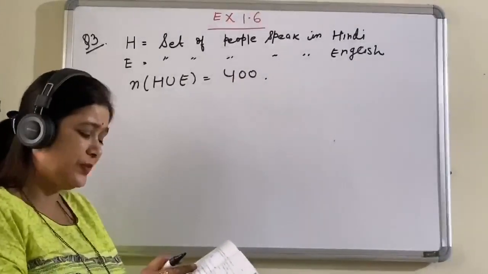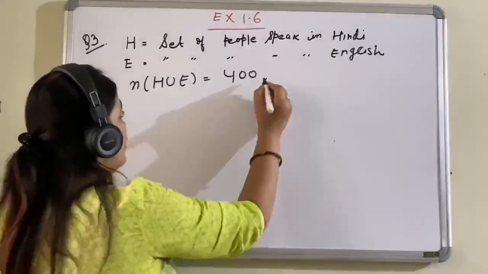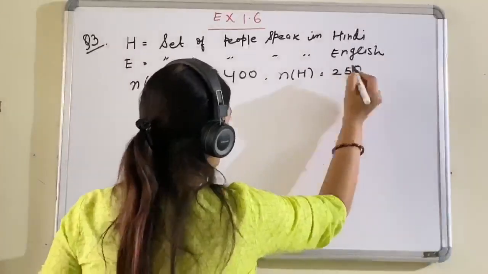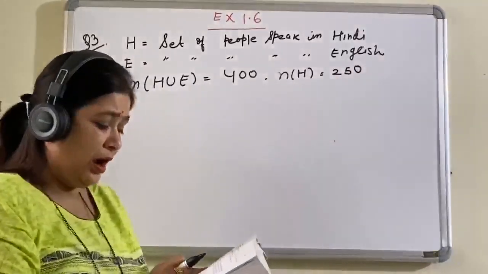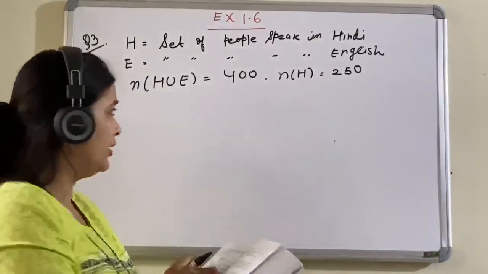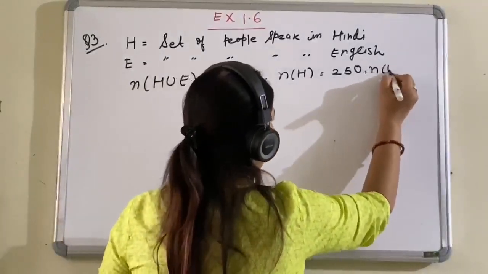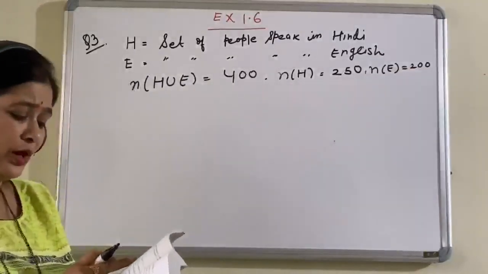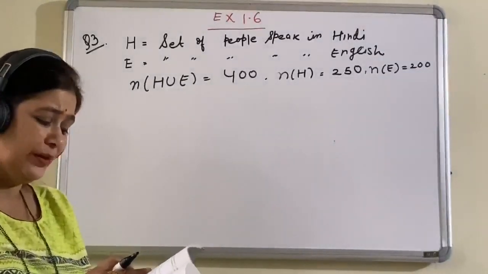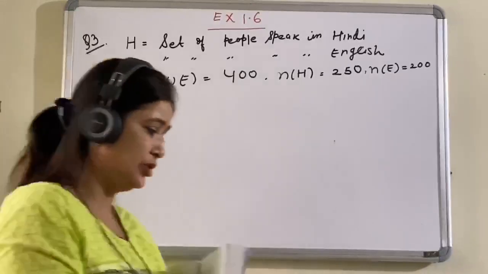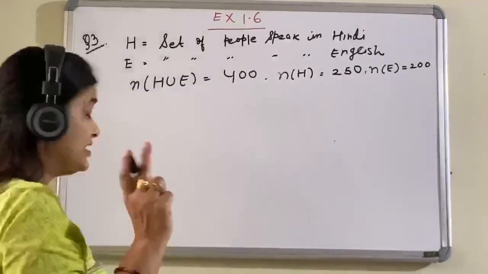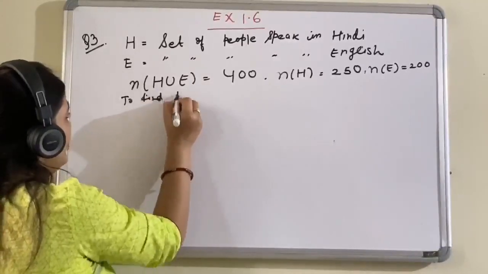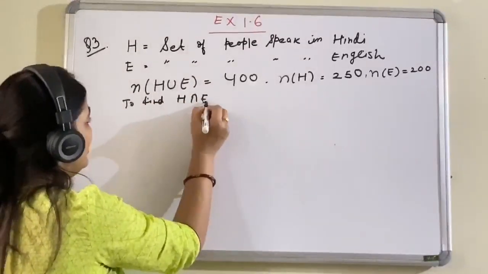How many people speak Hindi? 250. So what will be n of H? It is 250. How many people can speak English? 200. n of E is 200. What do you have to find? How many people can speak both Hindi and English? Both means intersection. So you have to find H intersection E.